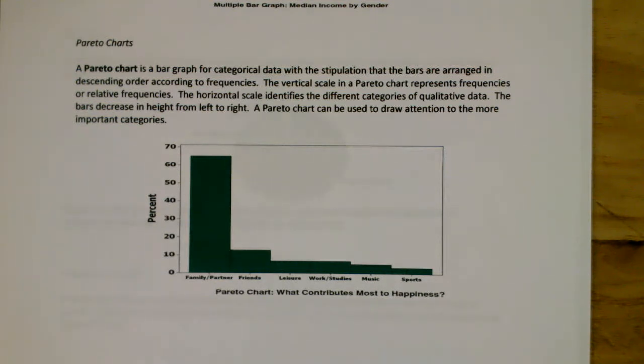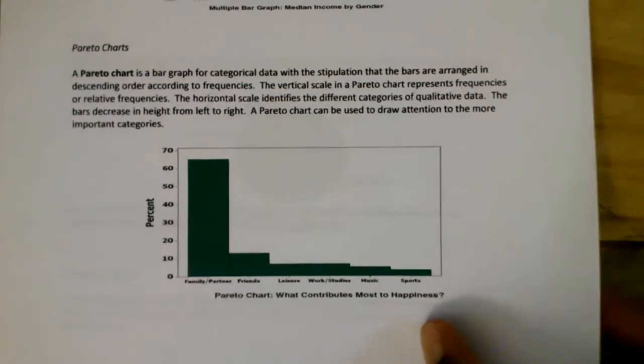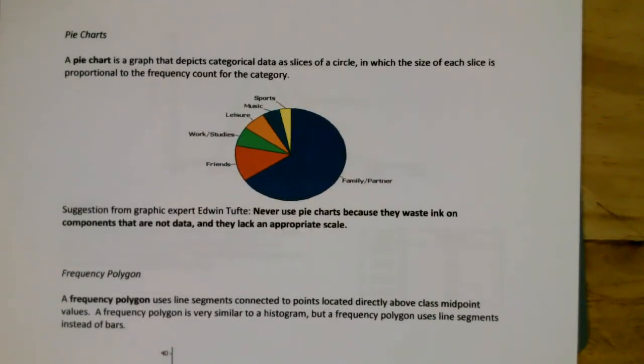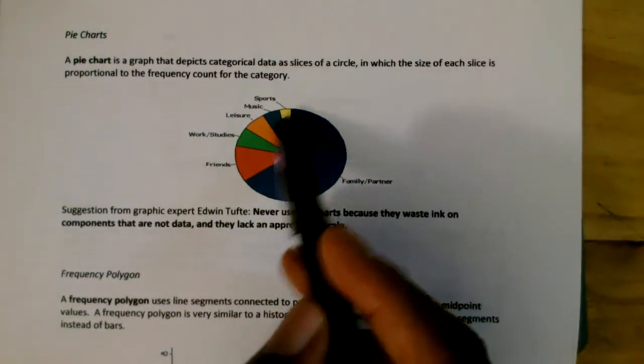So that's what a Pareto chart looks like. All right, next is a pie chart. It is a graph that depicts categorical data as slices of a circle, in which the size of each slice is proportional to the frequency count for the category. Okay, and this is what a pie chart looks like.